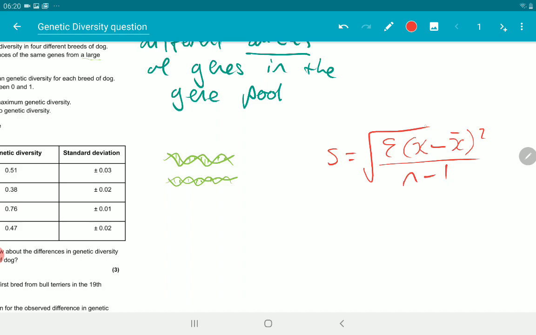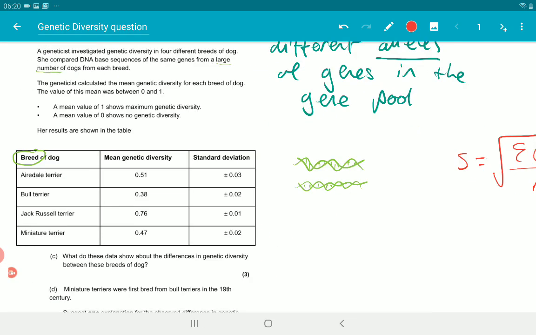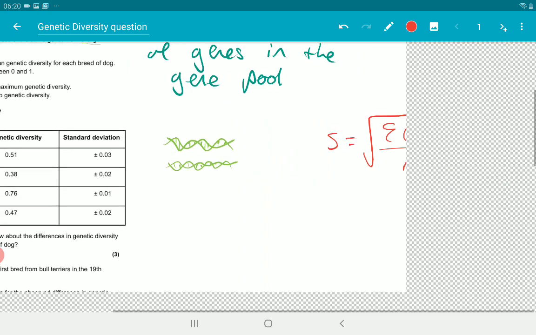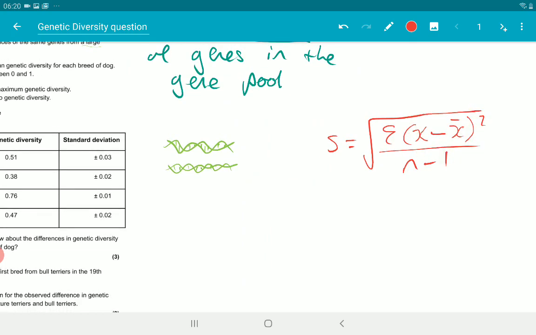Okay, it is a way of measuring the spread of data. Remember, they looked at a whole bunch of different dogs, right? So a large number of Airedale Terriers, a large number of Bull Terriers, a large number of Jack Russell Terriers, a large number of Miniature Terriers. And then for each breed of dog, they've calculated a standard deviation.